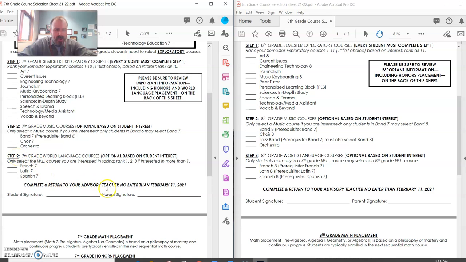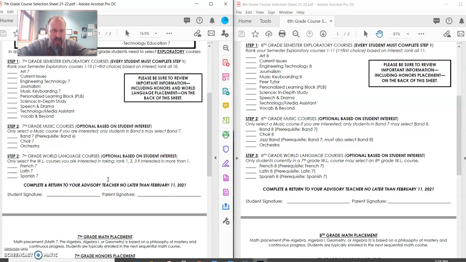Now, it's really important that you take this home and you discuss this with your parent. Okay? Your parent should be a part of the decision-making process. That's the expectation. We're not going to schedule you until we have a student and a parent signature here at the bottom. Okay? And this needs to go back to your advisory teacher no later than February 11th. I believe that's Thursday of next week.